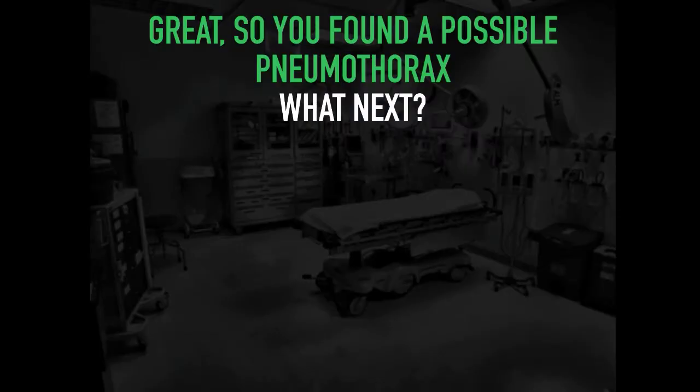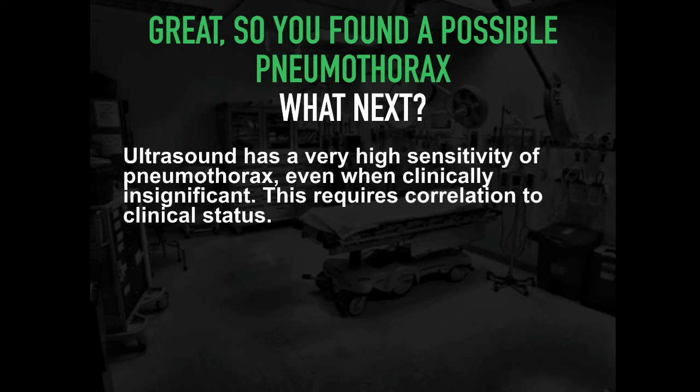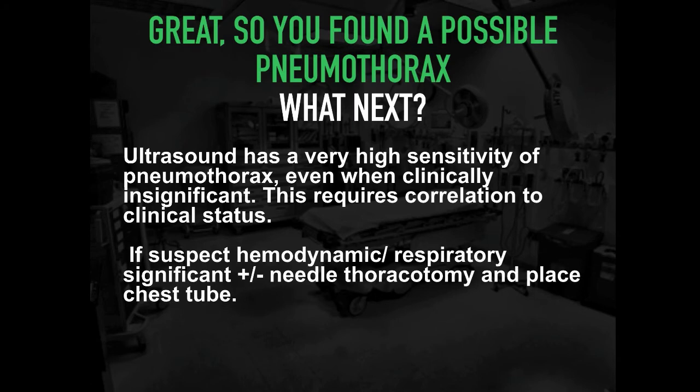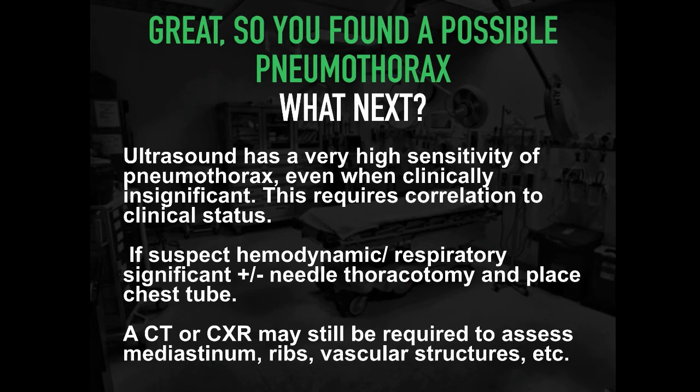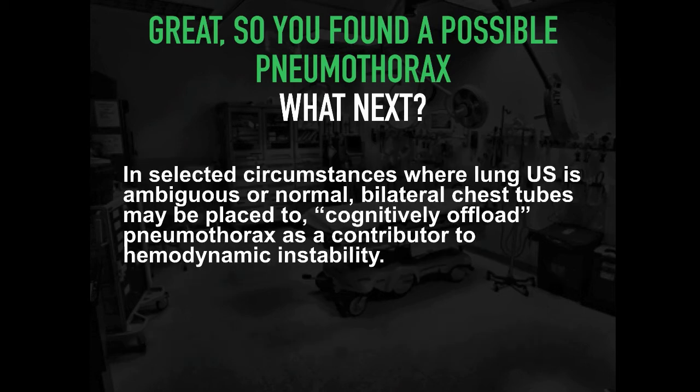Great, so maybe you found a lack of lung sliding, maybe you found a lung point. Well again, it has very high sensitivity, so it requires some clinical correlation. If the patient is not on oxygen and they're not short of breath, you may think twice about whether or not that patient needs an immediate surgical or procedural intervention. And if the patient has significant hemodynamic or respiratory compromise, the patient may need a needle thoracostomy and chest tube at the time of finding such pathology. Nevertheless, a CT or chest x-ray may still be required to assess the mediastinum, ribs, vascular structures, and many other structures. In select circumstances, if a patient is in profound hemodynamic or respiratory compromise, bilateral chest tubes may be placed regardless to cognitively offload, as pneumothorax can be a contributor to hemodynamic instability.